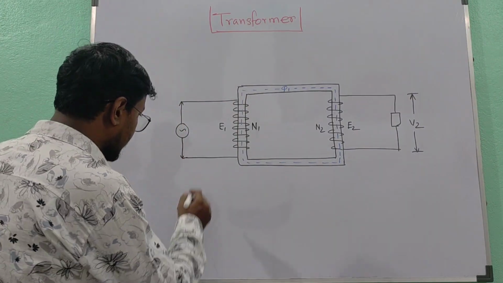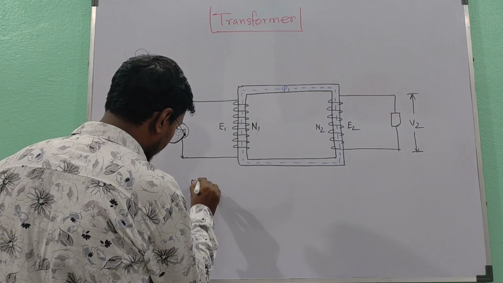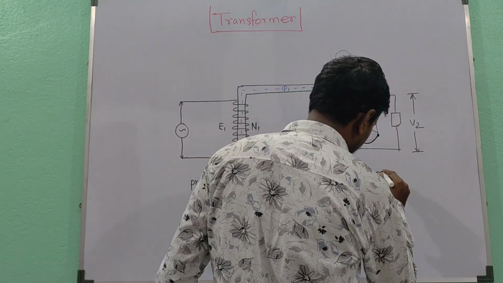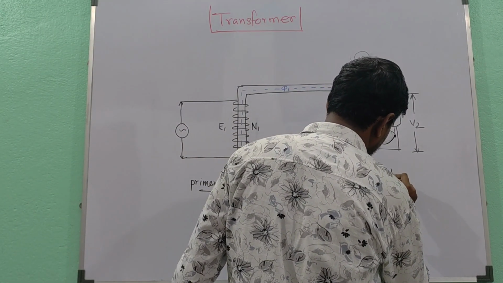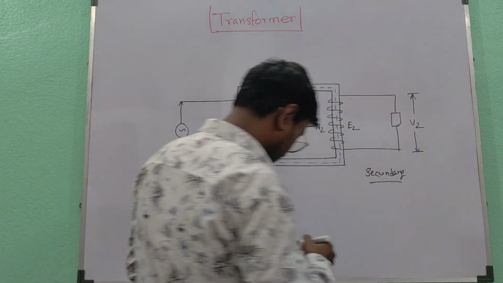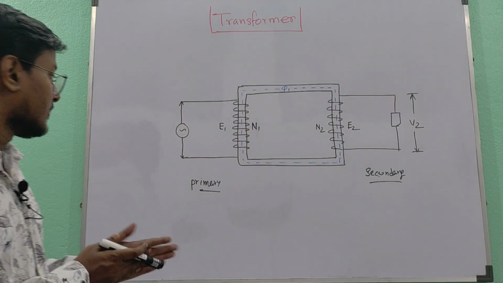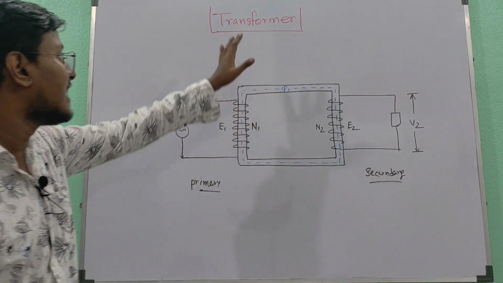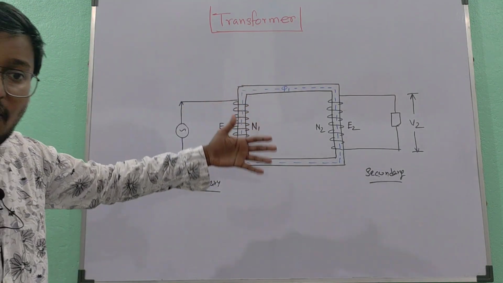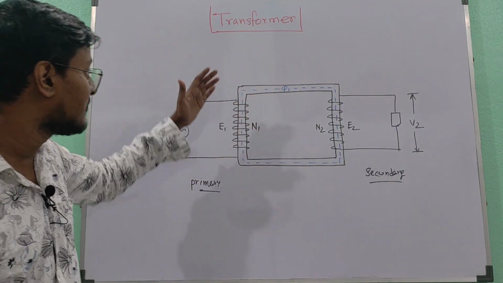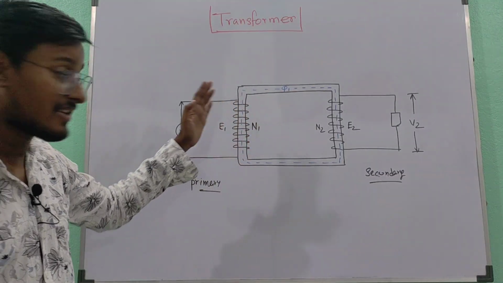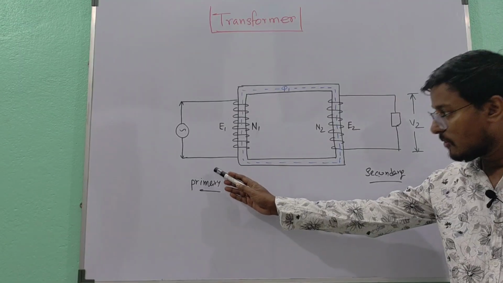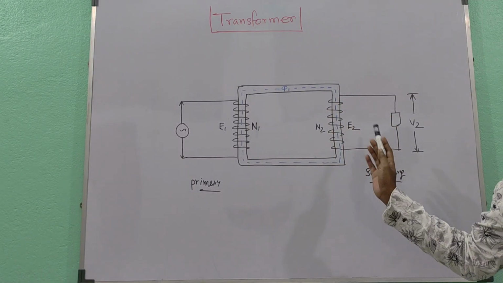For example, this is the primary circuit, and this is the secondary circuit. So from primary to secondary there is a transfer of energy. So transformer means nothing but transfer of resistors or shifting of resistors or transfer of impedance. Basically here we are transferring energy from one side to another side.